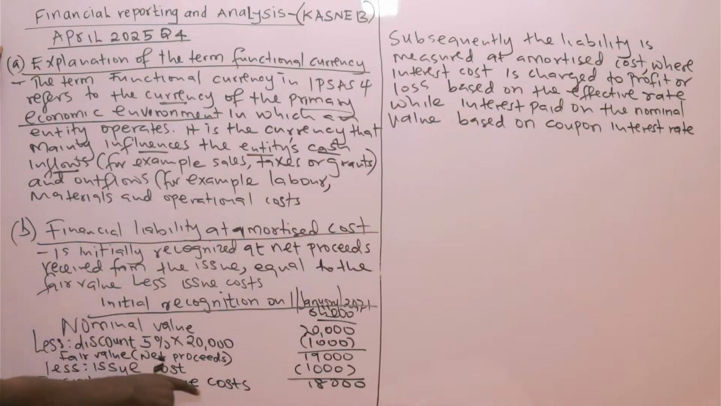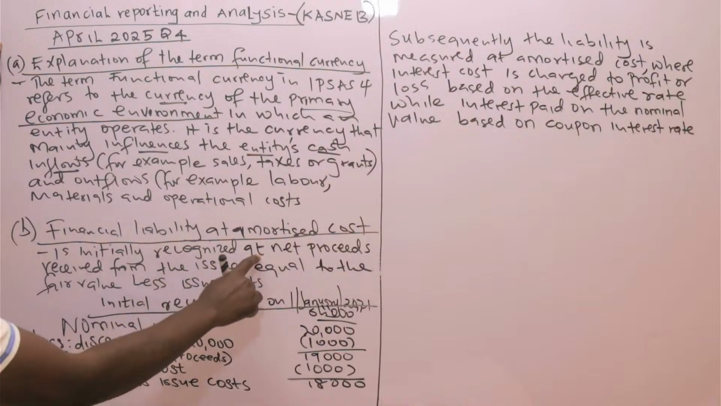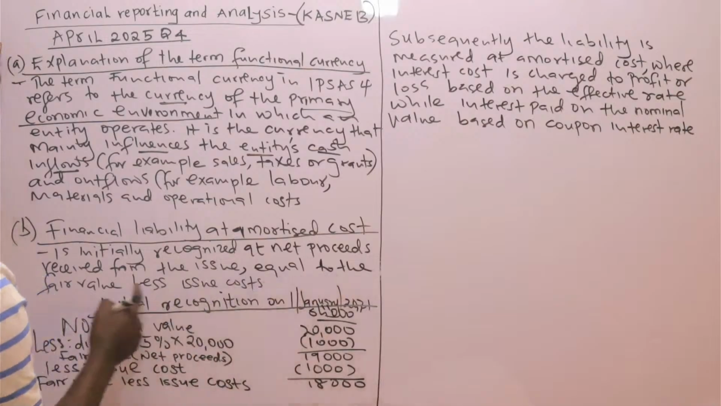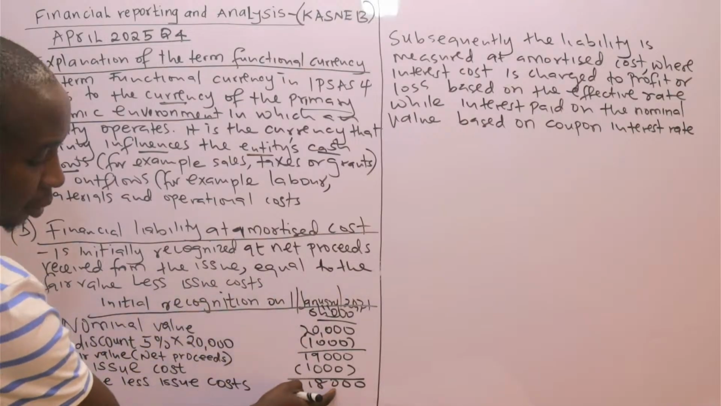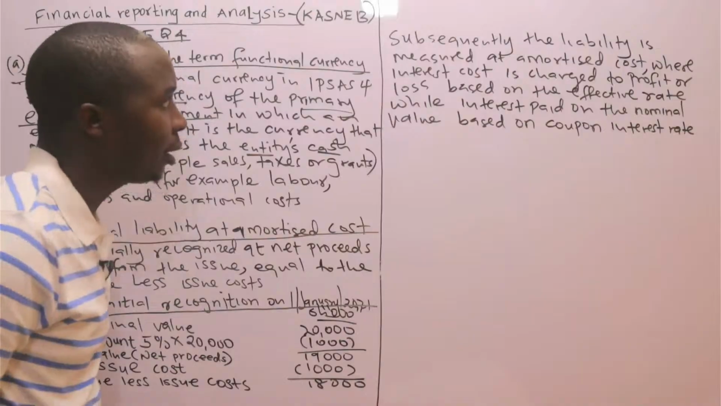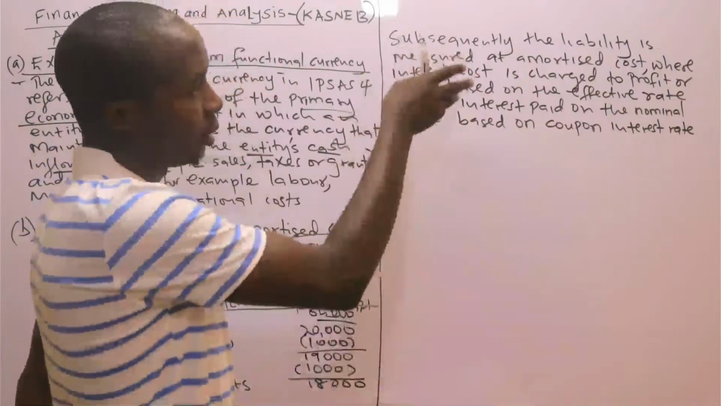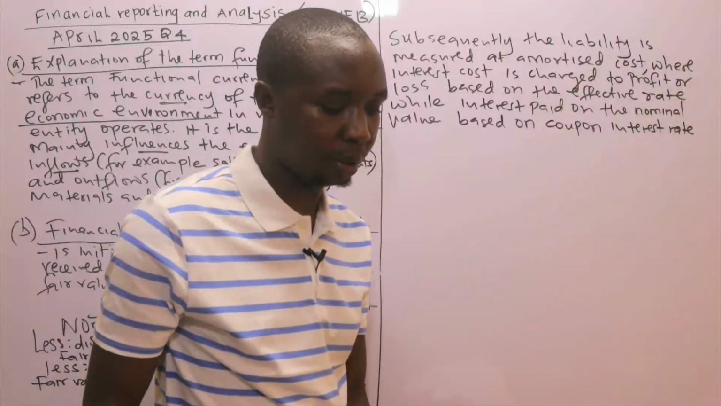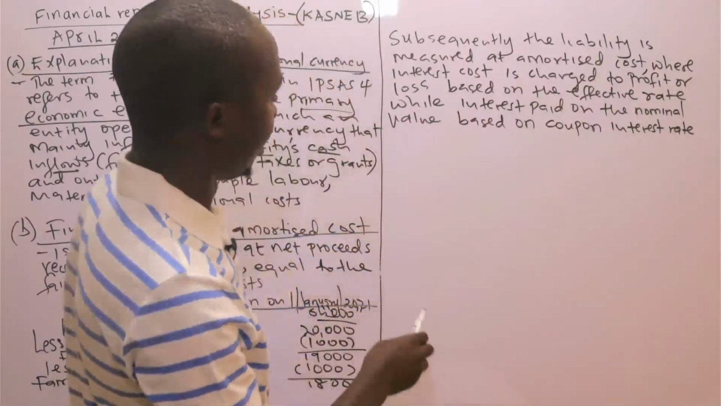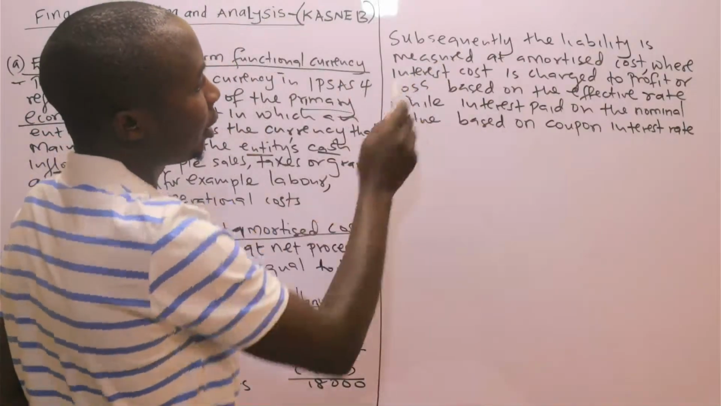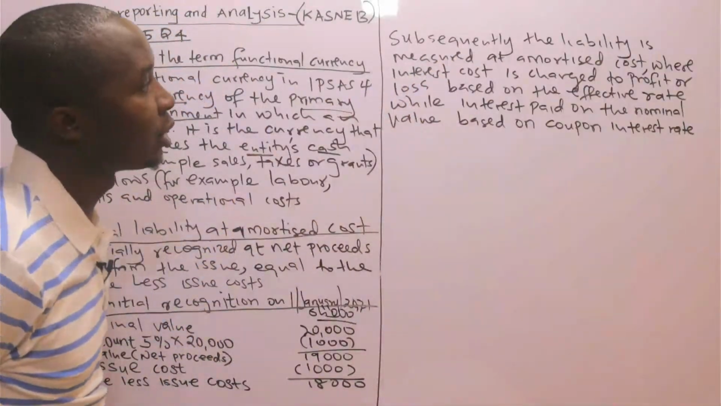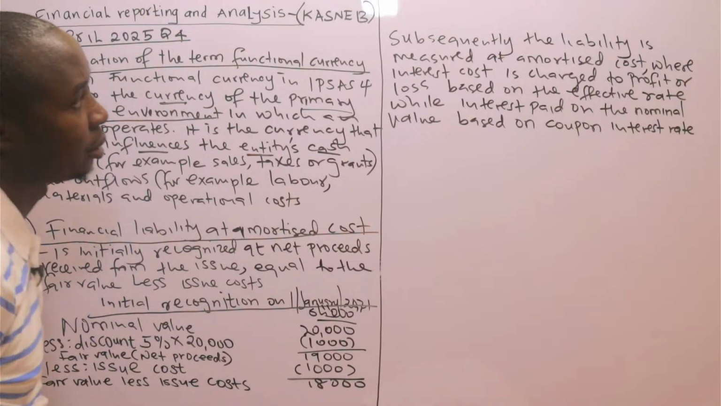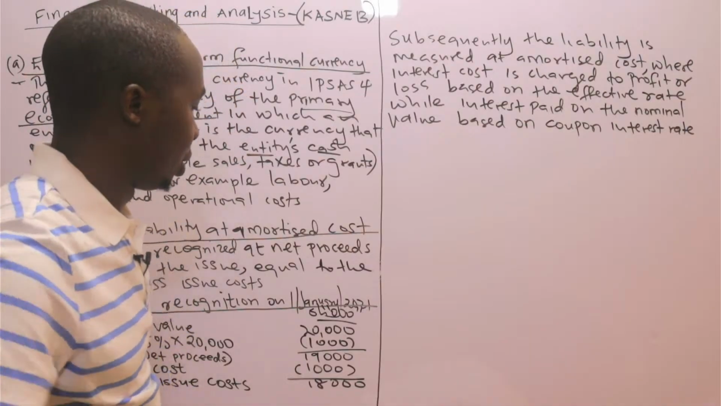So this statement has been recognized here. We said it's initially recognized at net proceeds received from the issue, that is 19, equal to the fair value less issue cost. Then we'll continue. I'd already written the theory, which will assist us in tackling the entire question to avoid time wastage. So, after doing this, we say that subsequently, the liability is measured at amortized cost.